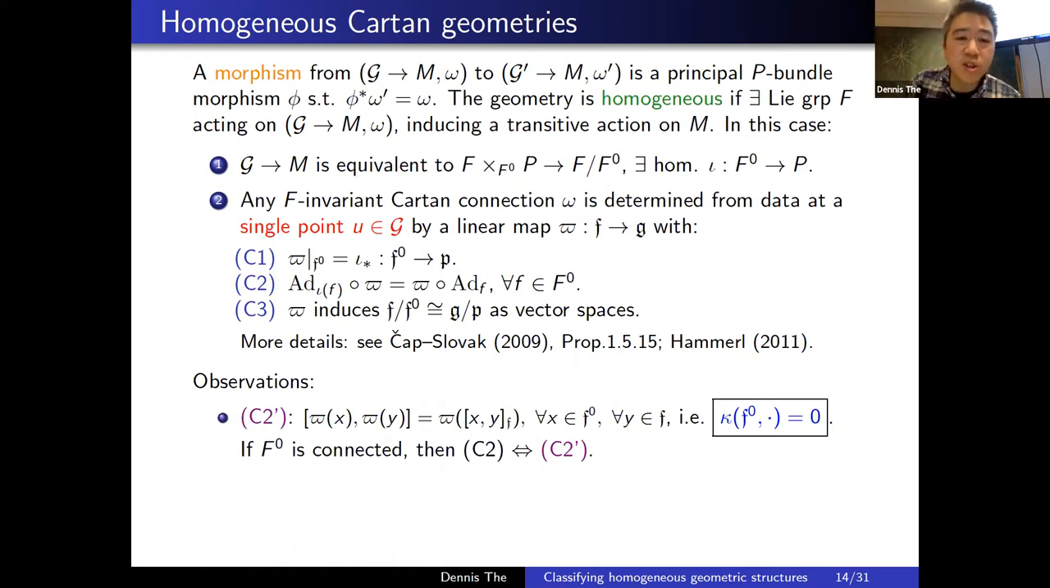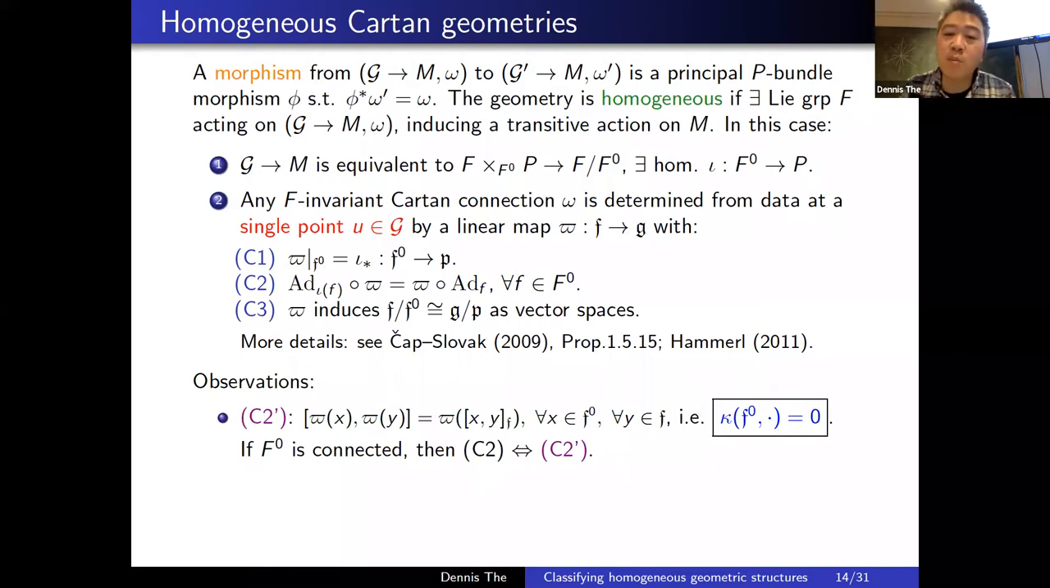A couple observations as far as using this. If you differentiate C2 here, so I take a curve in F0 and then differentiate it at the origin, you're going to get the corresponding infinitesimal statement. And this equality, if I take the difference, the difference was introduced last time, it was this curvature. The statement here is that I have this equality for all x in F0. So it's telling me that F0, this isotropy piece, inserts trivially into curvature. If F0, the group, is connected, then of course C2 and C2 prime are equivalent.